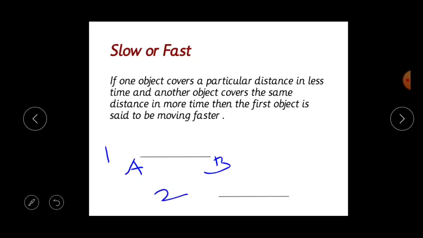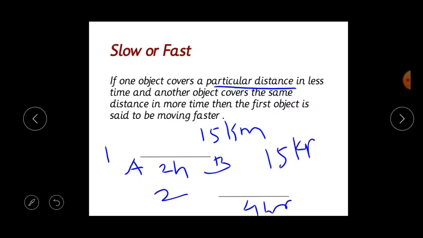Okay, so if one object, this is the first object or a car, covers a particular distance in less time, and another object covers the same distance in more time. Suppose this is the first object, it took 2 hours to complete 15 kilometer of distance. Okay, and this is the second object, it took 4 hours to complete 15 kilometer.